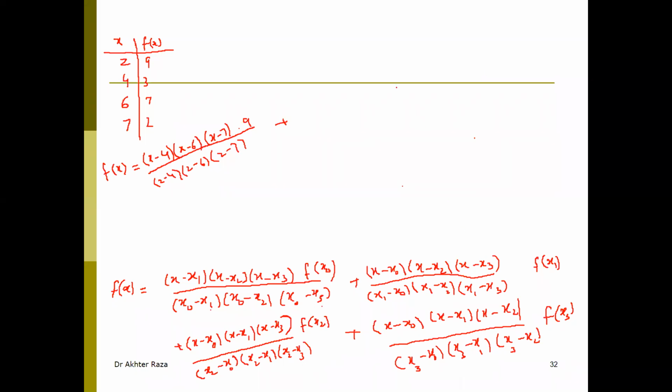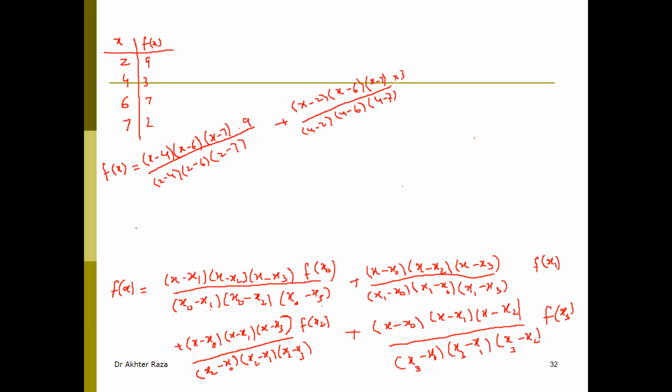In the second term, we have x minus x naught. x minus x naught means x minus 2. x minus x1, no. So x minus x2, x minus 4 will not be there. x minus 6 will be there, then x minus 7. In the denominator we have x1 minus x naught. So this is x1, this is x naught. So 4 minus 2, 4 minus 6, 4 minus 7. And in the product we have f(x1). The f(x1) is this 3. So we have a 3 here.